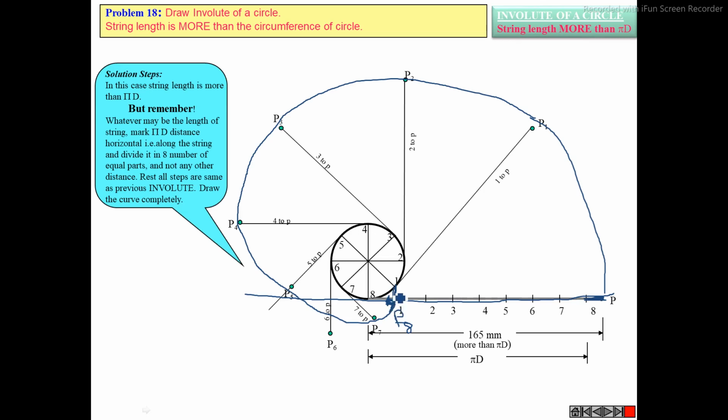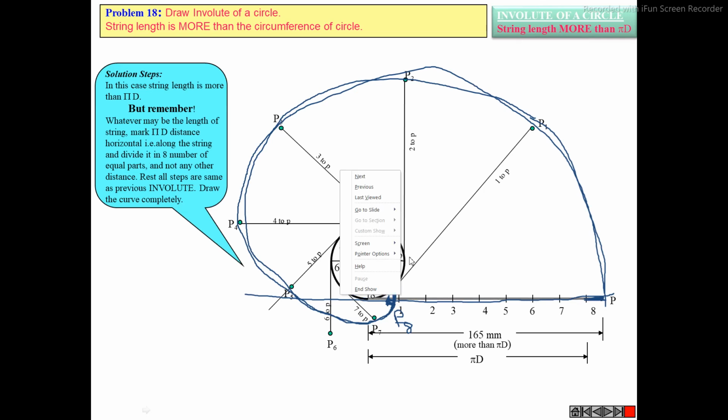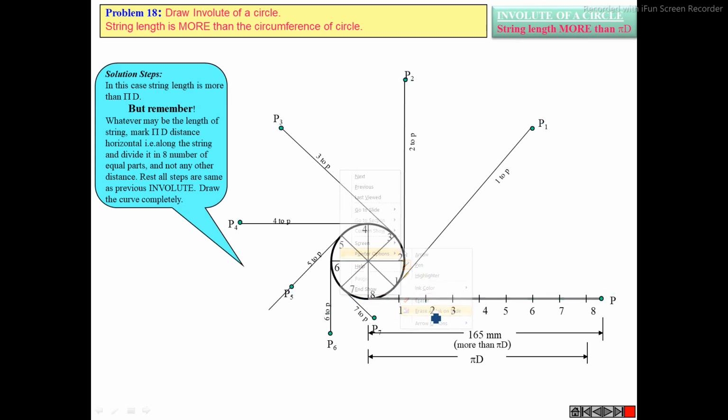See the change in the diagram of the involute. So this will be the final involute for the case when L is greater than 2 pi r or pi d. Is it clear? Yes, sir. What about others? Please respond. Yes, sir.